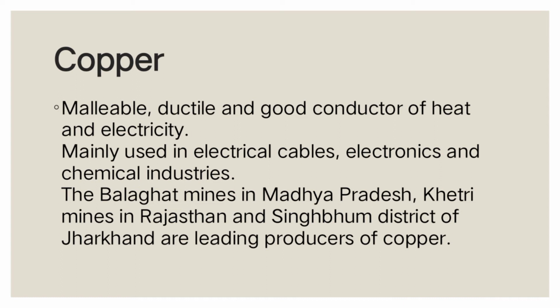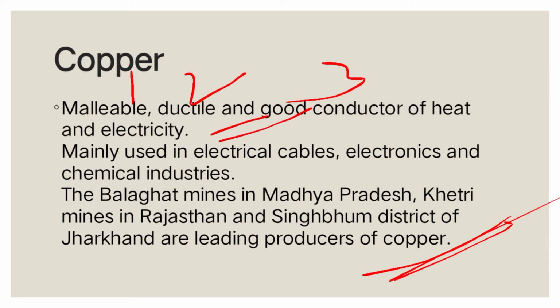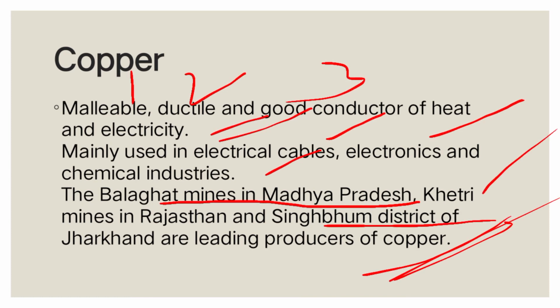Copper: number 1, it is malleable; number 2, ductile; and a good conductor of heat and electricity. Malleable means one which can be made into different sheets, which can be molded and given any shape. Used mainly in electrical cables, electronic industry, chemical industry. The Balaghat mines in Madhya Pradesh, Khetri mines in Rajasthan, Singhbhum district of Jharkhand are the leading producers of copper. We need to locate them on the map.